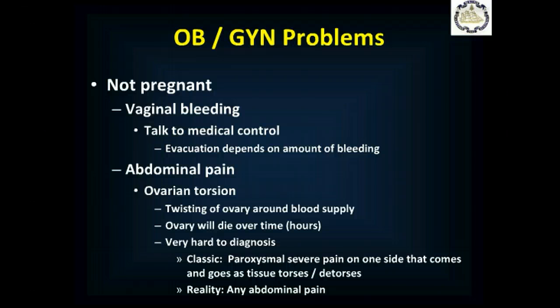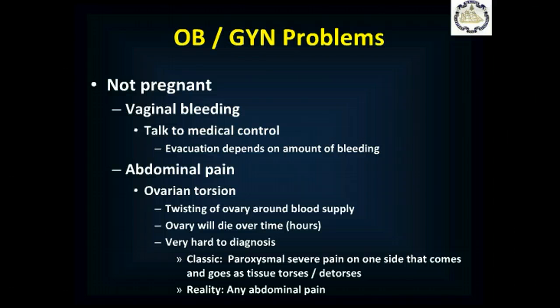Now, the other abdominal pain gynecologic emergency you're going to worry about is lower abdominal pain. And that's in the suprapubic region, down in the pelvic region. The ovaries hang on little connections to the abdominal wall that they can twist around. And if they twist around those connections, they twist around their own blood supply. And over hours, the ovary dies.